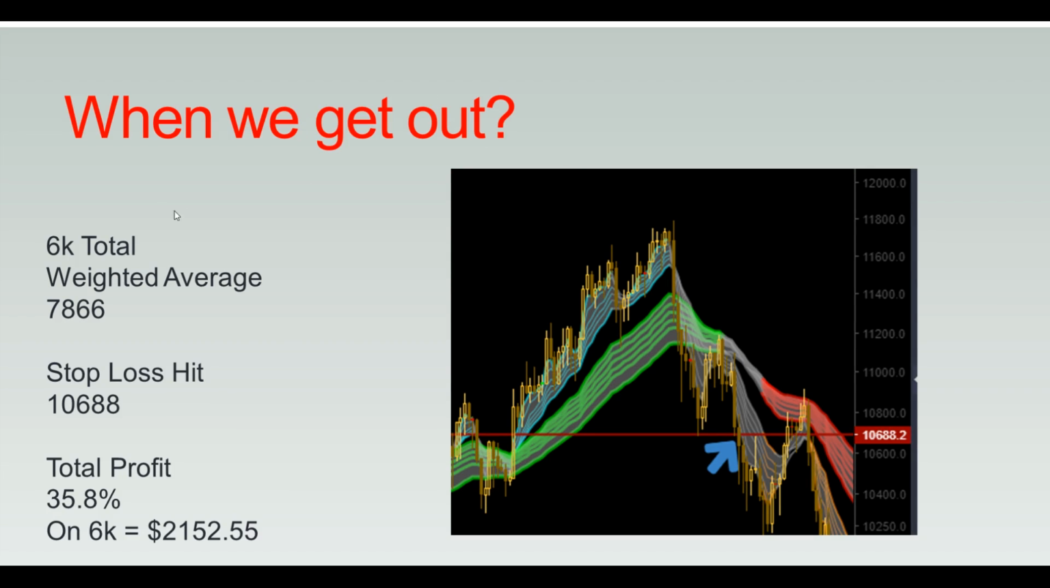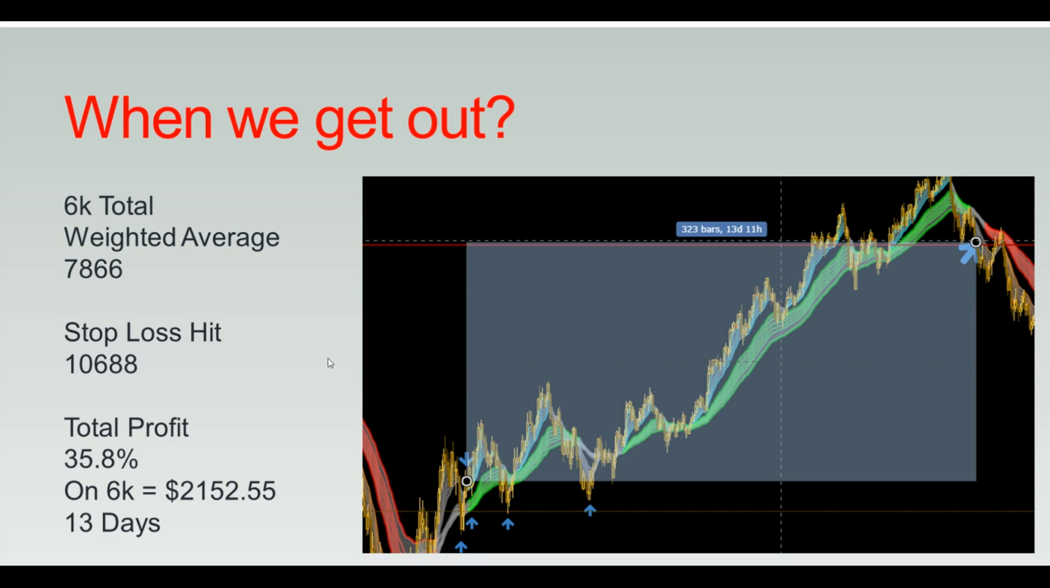So when do we get out? Well, we put 6 grand in total. Our weighted average was 7866 BTC USD price. Our stop loss hit at 10,688. Our total profit was 35.8% on 6 grand, which is $2,152. And that was from this trade.